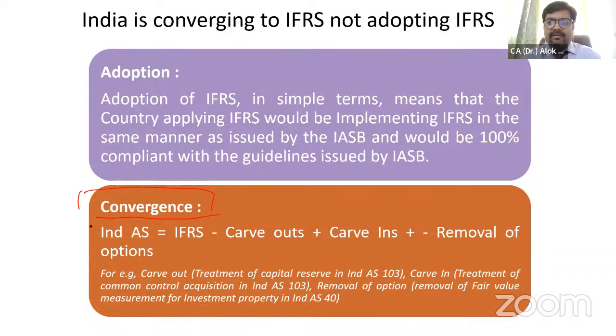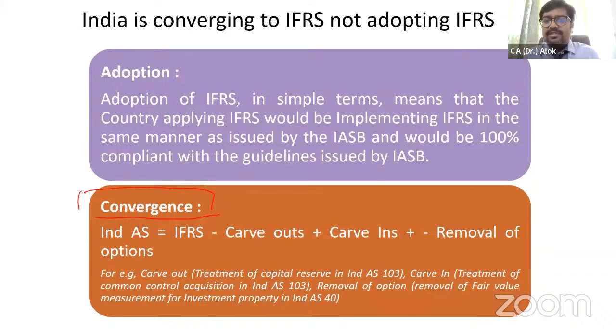Malaysia has converged IFRS because Malaysia has done some changes. That is why they are calling it Malaysian Financial Reporting Standards. Singapore has converged IFRS. That is why they are calling it Singapore Financial Reporting Standards. Hong Kong has converged IFRS. That is why they are calling it Hong Kong Financial Reporting Standards. Bhutan has converged IFRS. That is why they are calling it Bhutanese Financial Reporting Standards. Right? Is it clear?